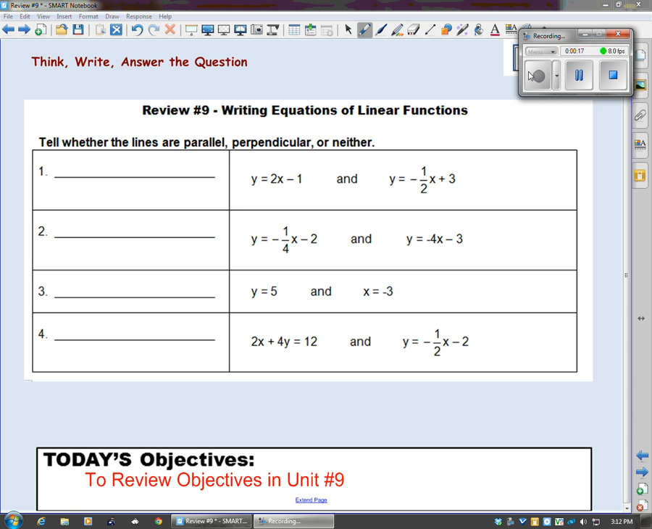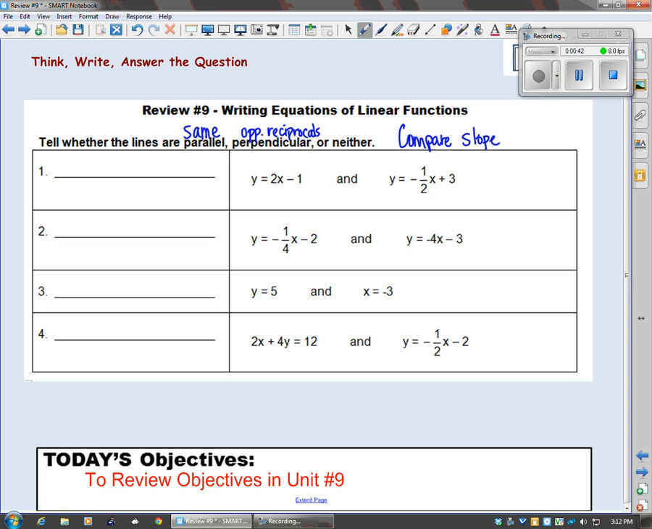If they are parallel, they will have the exact same slope. If they are perpendicular, they will have opposite signs and be reciprocals, or the upside down of each other. And then if it's not one of those two, it's neither. So all you have to do here is compare slope. You don't have to worry about y-intercept, just the slope.